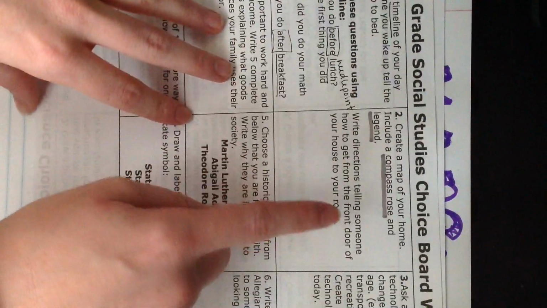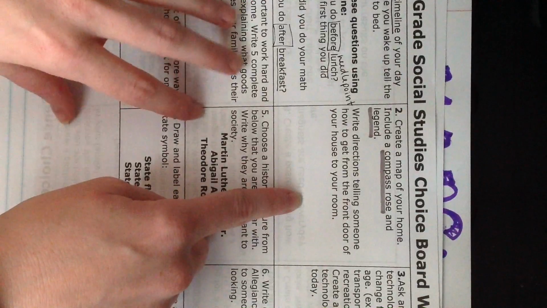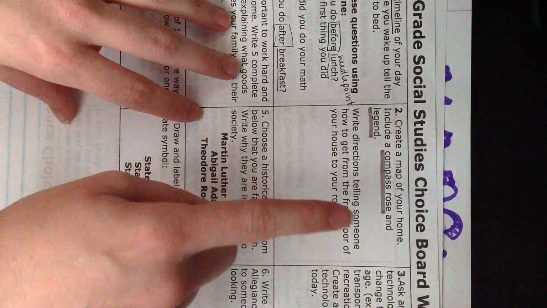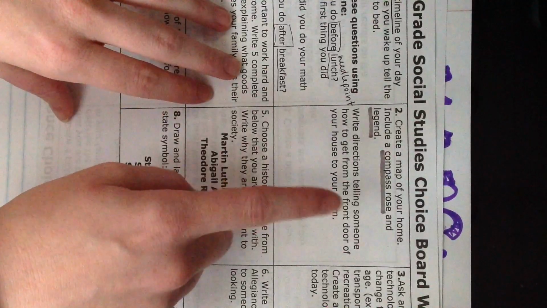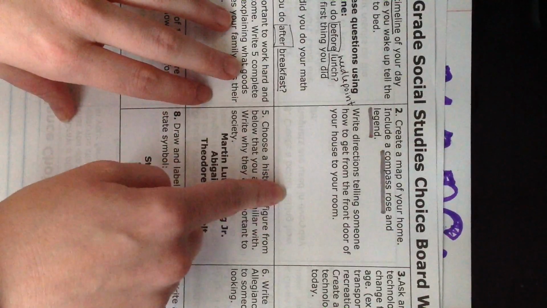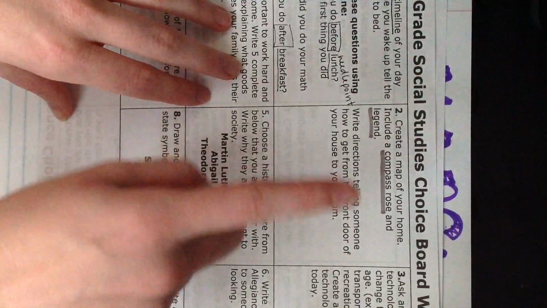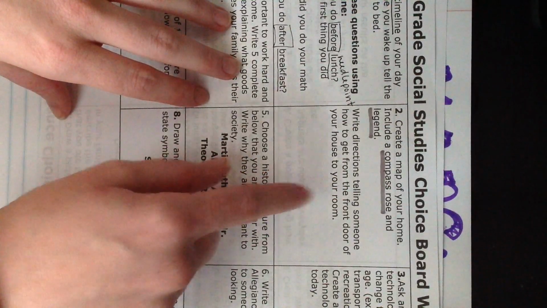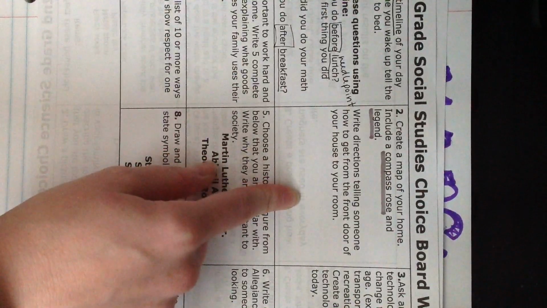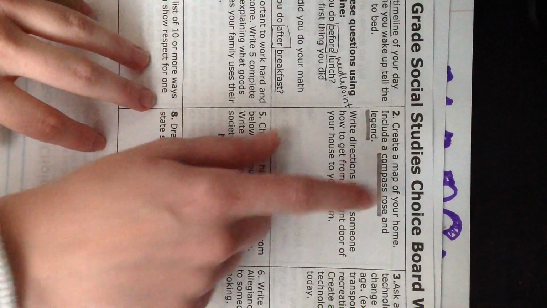We're going to be looking at number 2 on our choice board, so go ahead and get that out if you haven't already, so that you can follow along with me and it makes a little more sense. We are going to be creating a map of your house. Now this doesn't have to be perfect. Mine for sure won't be perfect, and I'm going to try to remember the layout of our house so I can somewhat get this done. We'll see. We're going to make a map of our house, and then we're also going to include a compass rose and a legend.